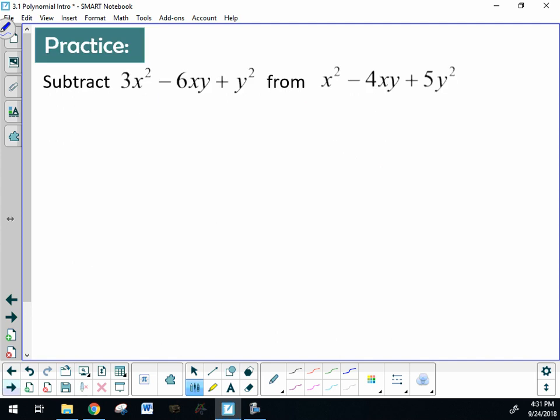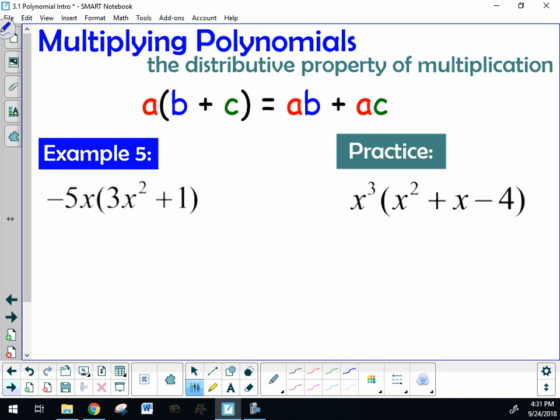I'm going to skip over this one. You would work it out the same way, it just has a couple variables. Last topic of the day, multiplying polynomials.